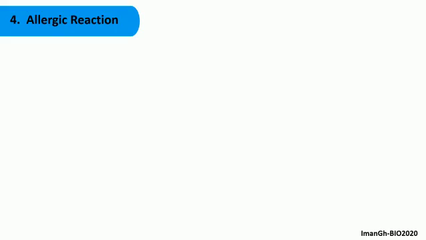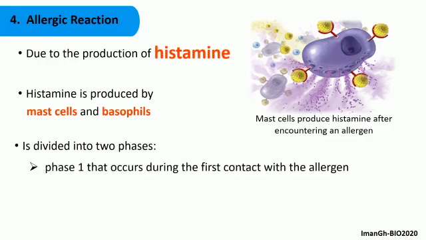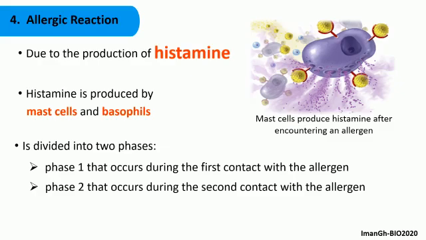So why do we have allergies? An allergic reaction occurs in the human body due to the production of a specific type of chemical called histamine. Histamine is produced by two types of cells known as mast cells and basophils. An allergic reaction occurs in two phases: when we encounter the allergen for the first time, and when we encounter this same allergen for the second time.